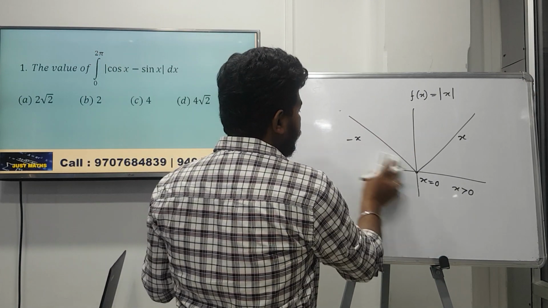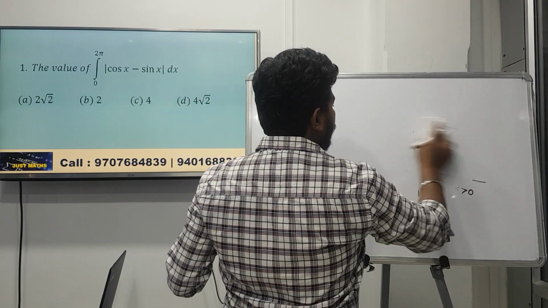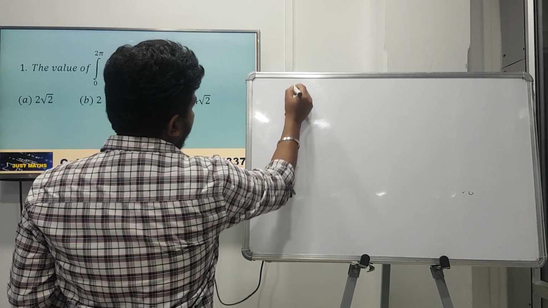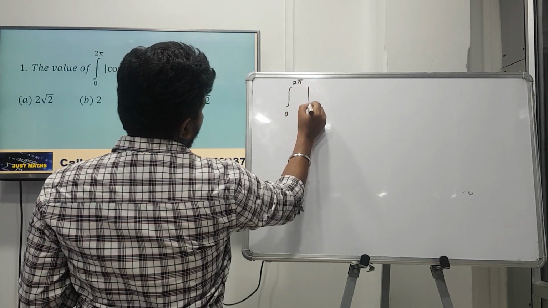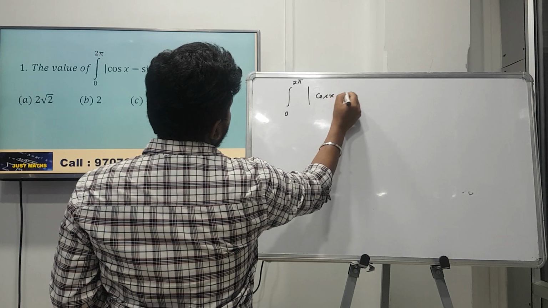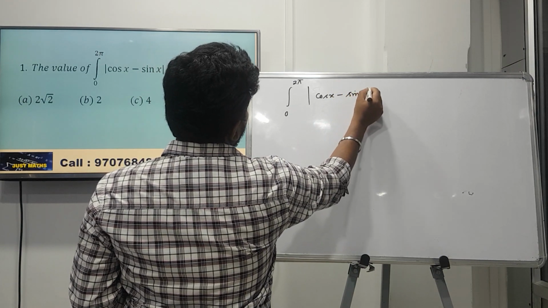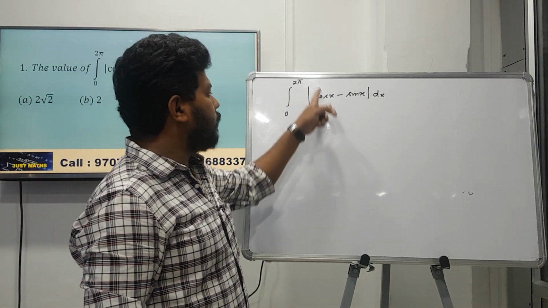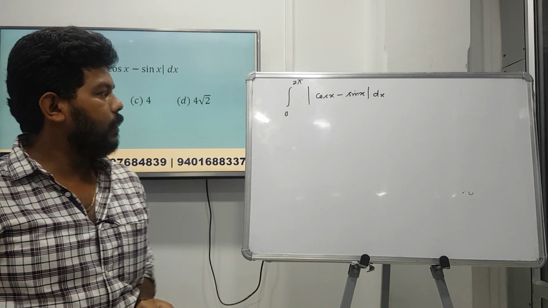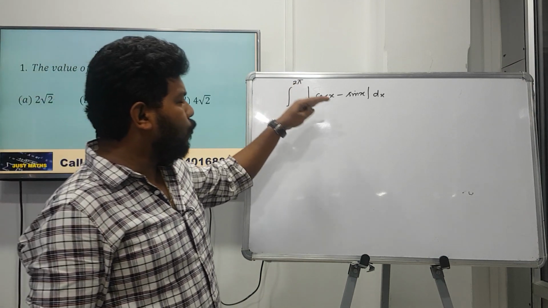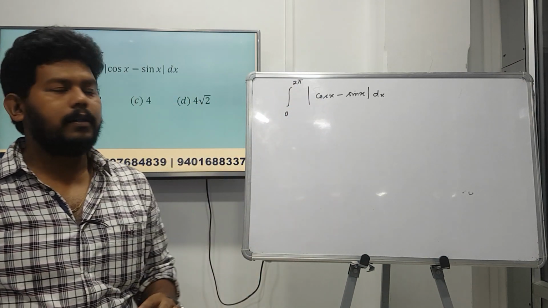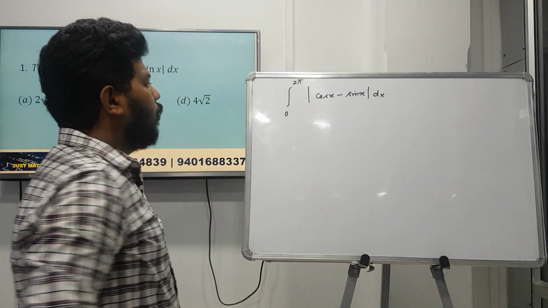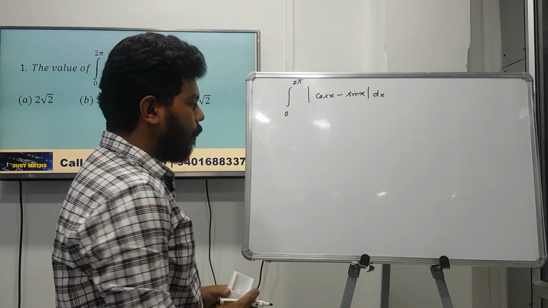Okay. Now, to integrate this question, 0 to 2π of mod of cos x minus sin x, at first we have to remove the modulus. Without removing the modulus, we cannot integrate. Now, how to do this?